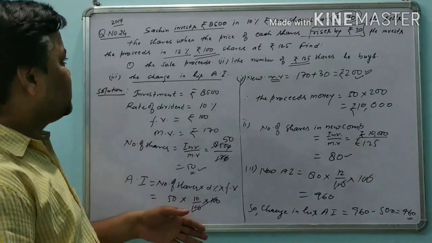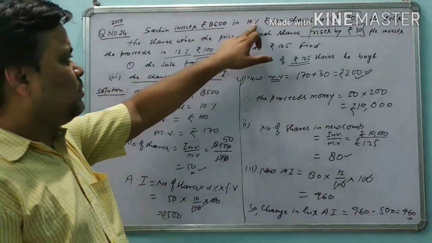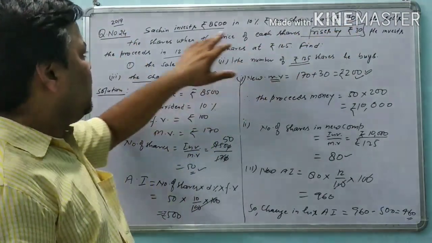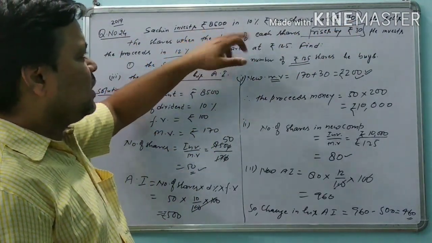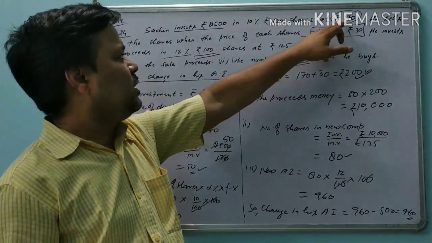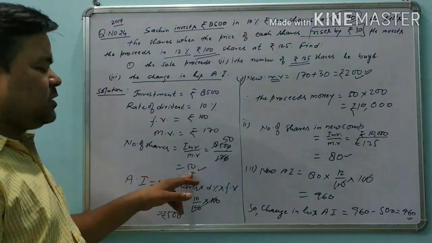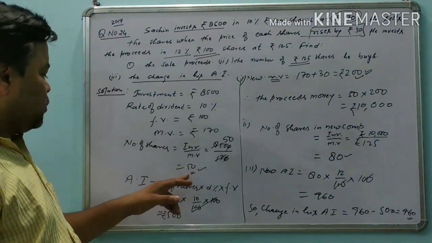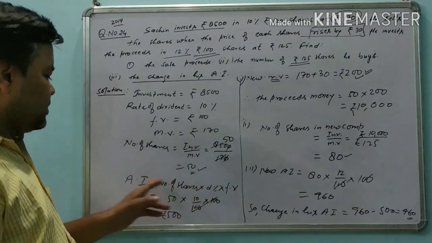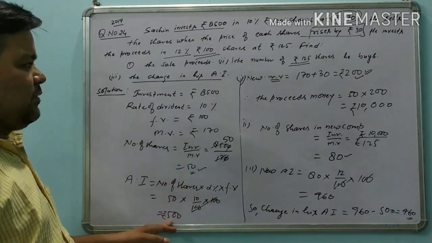Again, a short revision. Sachin invests this much, 8,500, in 10% rupees 100 shares at rupees 170. Means Sachin invests this much money in that share whose face value is 100 rupees and market value is this much. Then in this case, first of all we find the number of shares, investment upon market value, that is 50. So first of all we should find the annual income of these 50 shares. Annual income is equal to number of shares times dividend percent times face value, that will be 500.